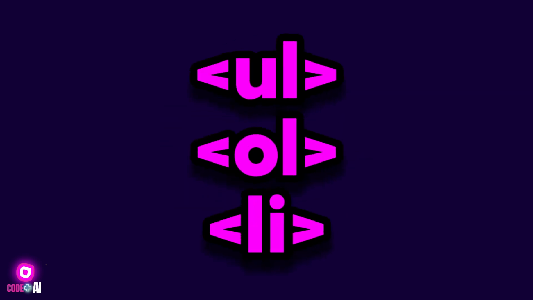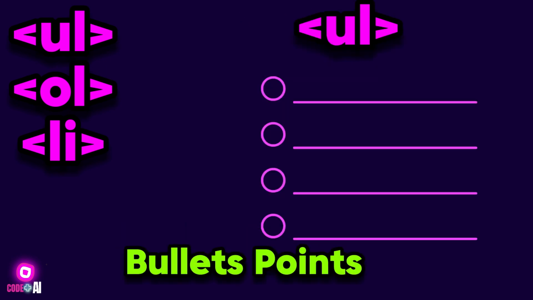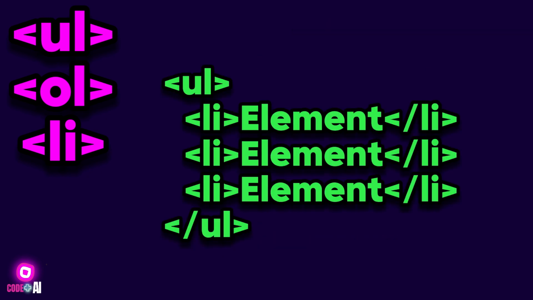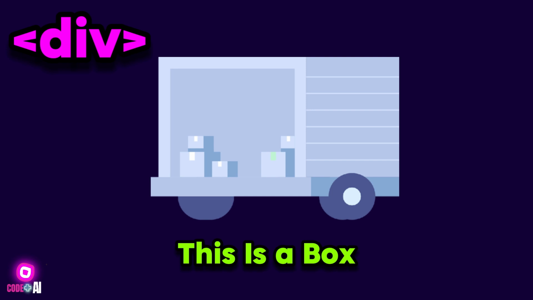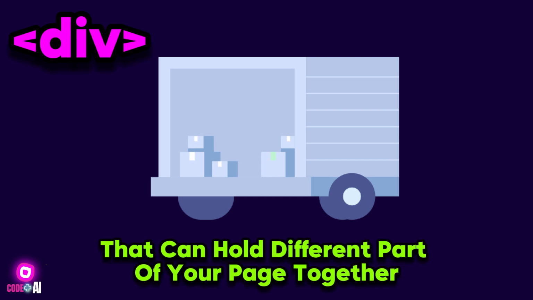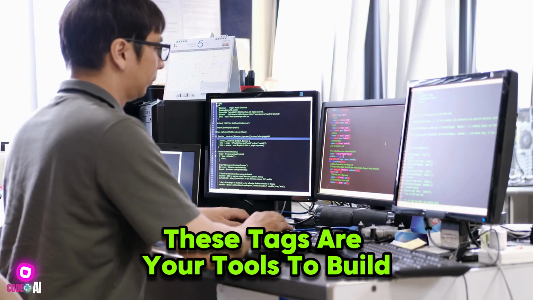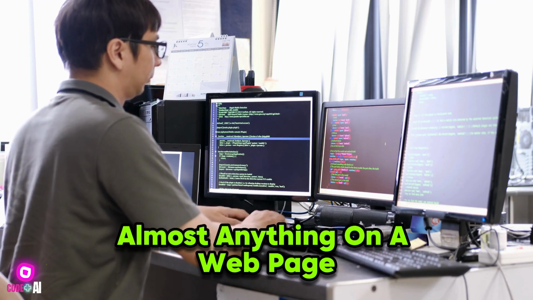The ul, ol, li is a list that helps you make points clear, with ul for bullet points and ol for numbered lists. li represents an element of the list. And div, or division. This is the box that can hold different parts of your page together. It's great for when you need to organize your page. These tags are your tools to build almost anything on a web page.